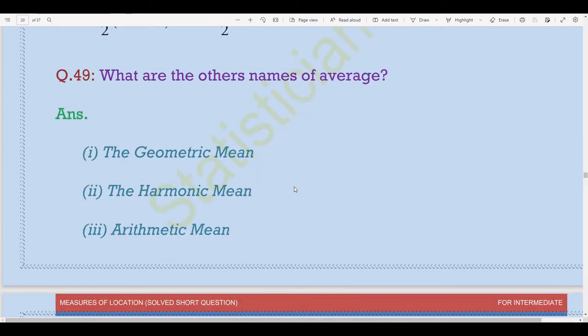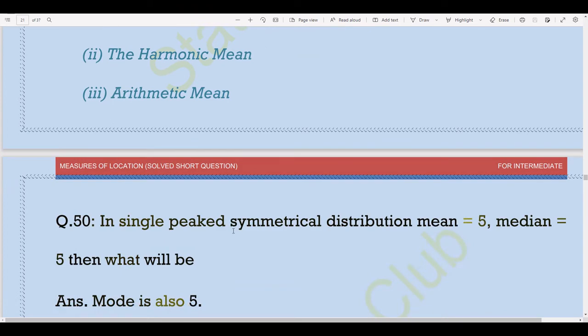What are the other names of averages? Geometric mean, harmonic mean, arithmetic mean, or other averages.